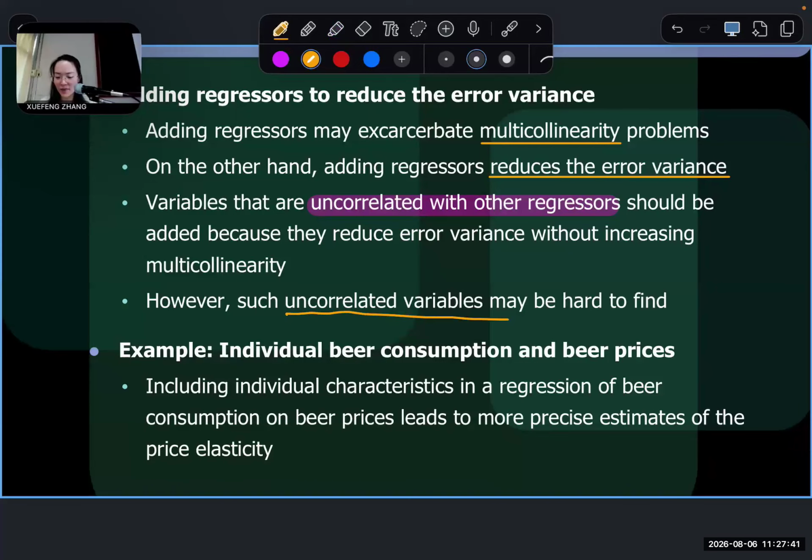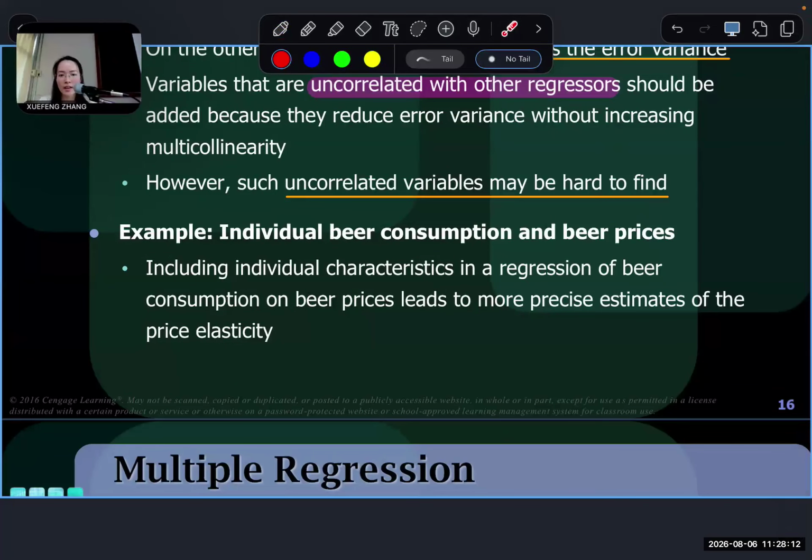But the problem is that perfectly uncorrelated variables are hard to find in practice. Makes sense, right? Nowadays, each subject is multidisciplinary. You cannot explain one subject by itself; when you explain economics, you need to incorporate political science. What else? Environmental, right? So in practice, perfectly uncorrelated variables are hard to find. Okay, keep that in mind. So here I show you an example. Think about this one: we regress individual beer consumption on beer price.